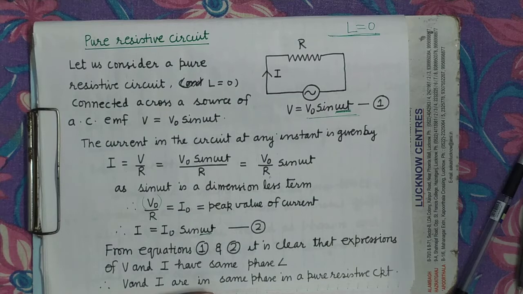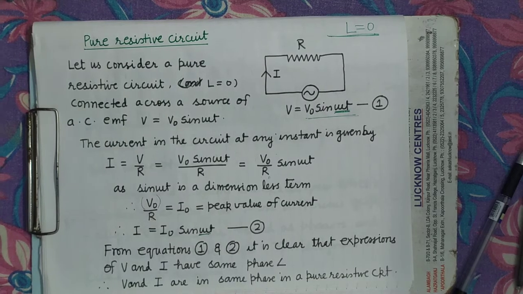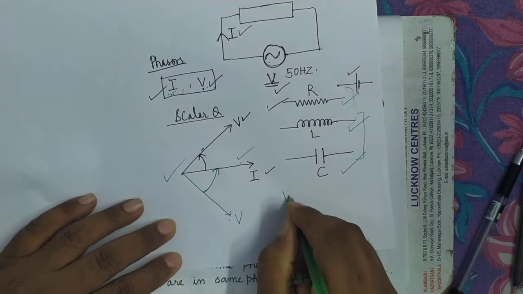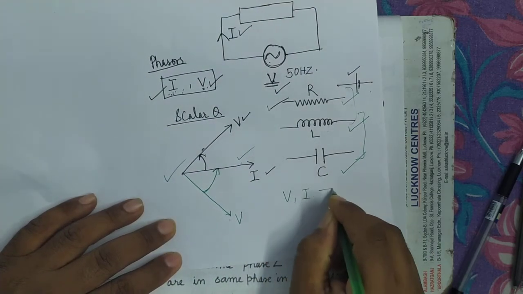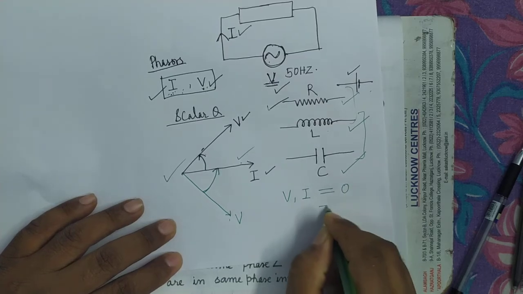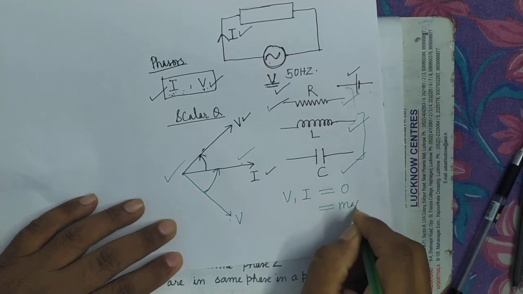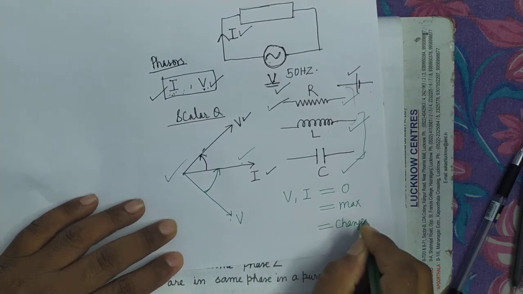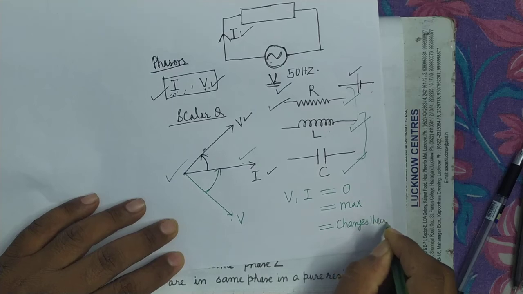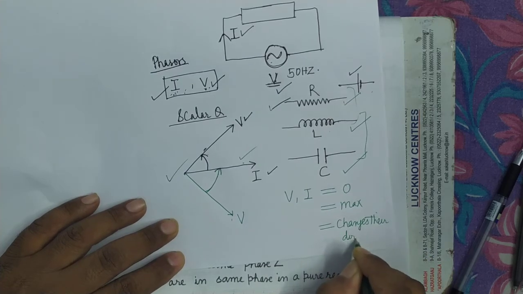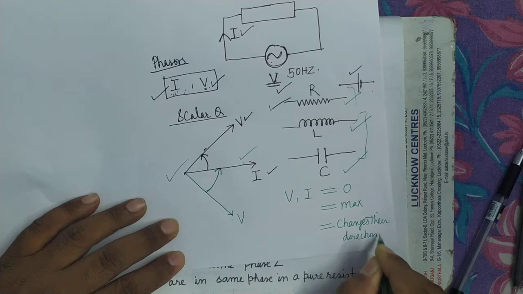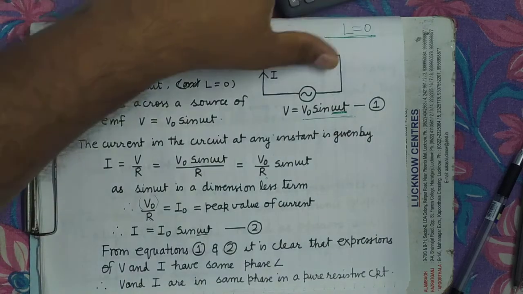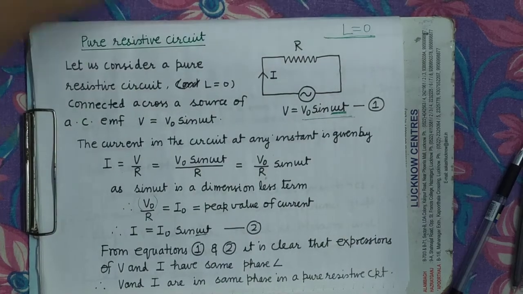And when there is no phase difference, what will happen? Voltage and current will simultaneously become 0. V and I will become 0 together. They will become maximum together. They will change their direction together. They become 0 simultaneously, become maximum simultaneously, and change direction simultaneously, because there is no phase difference.